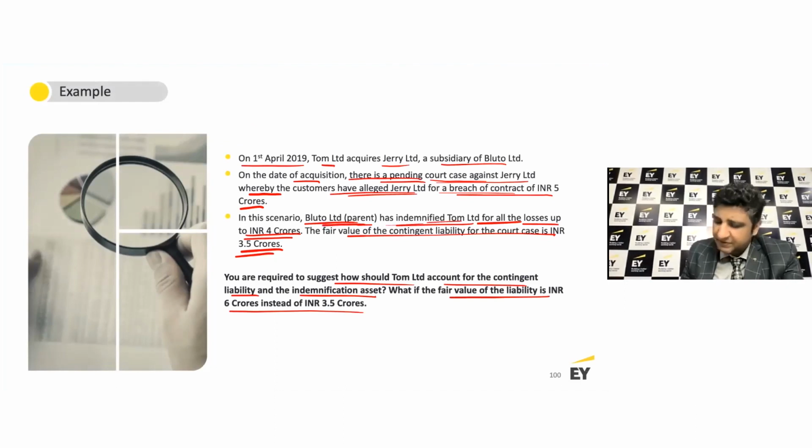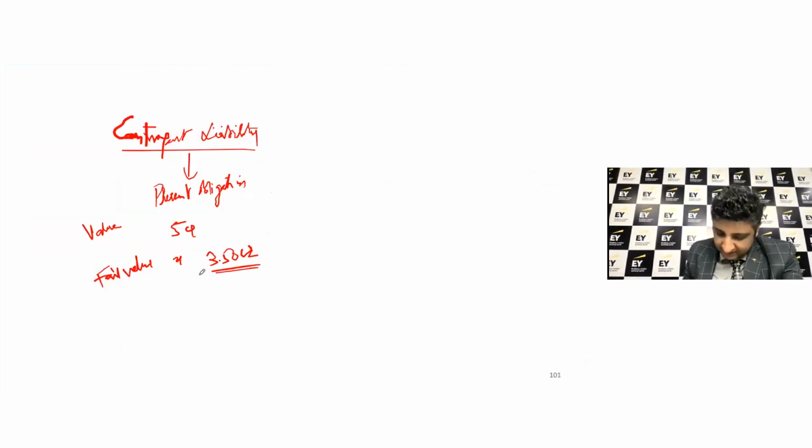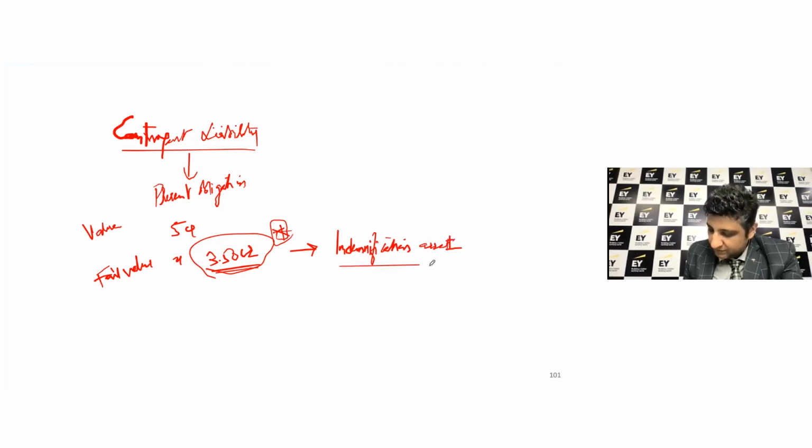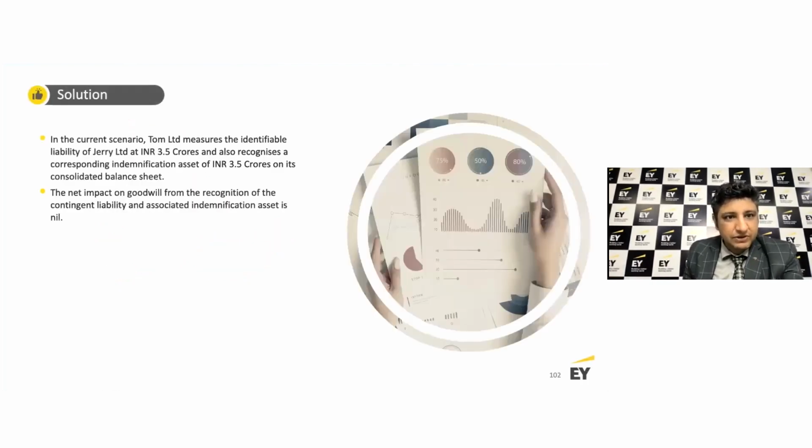You need to consider this part that the parent is giving indemnification to the acquirer, Tom Limited, for all the losses up to 4 crore of rupees, which simply means that while the fair value of the contingent liability would be recognized at 3.5 crores, a corresponding indemnification asset is also recognized to the extent of the recoverability. All right. So when you look at this formal solution, we're looking at, of course, both the contingent liability at its fair value and the corresponding indemnification asset would be recognized there, right?